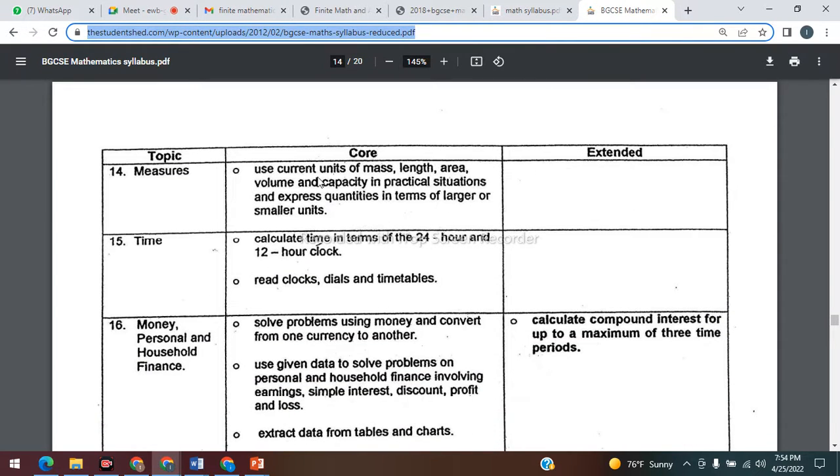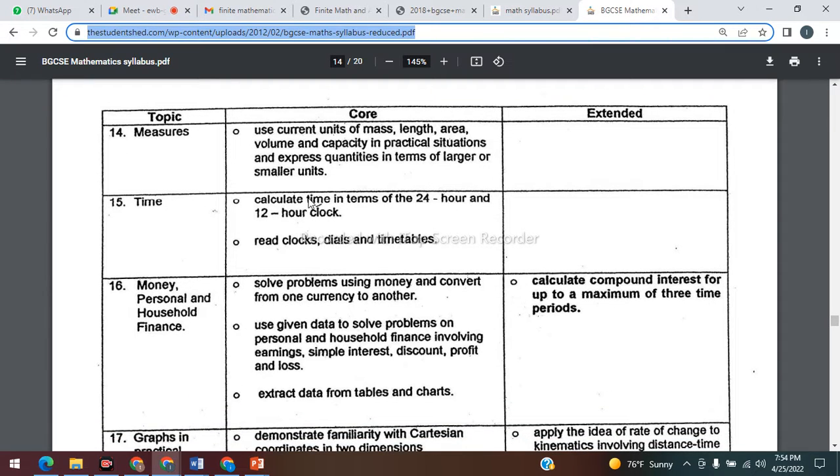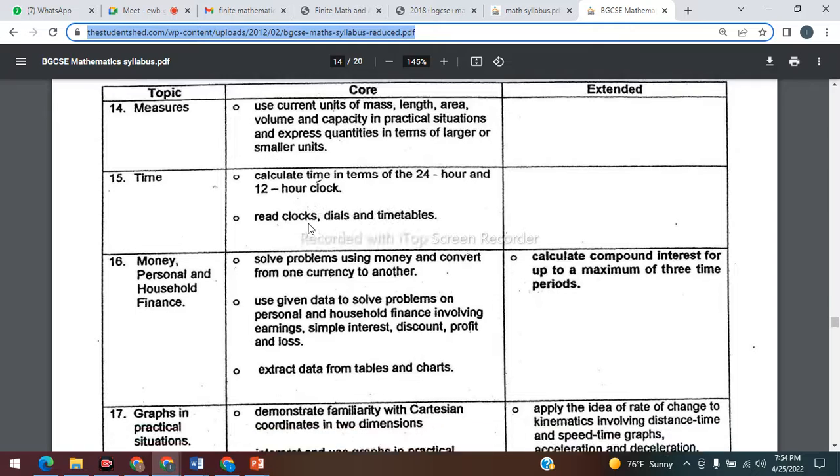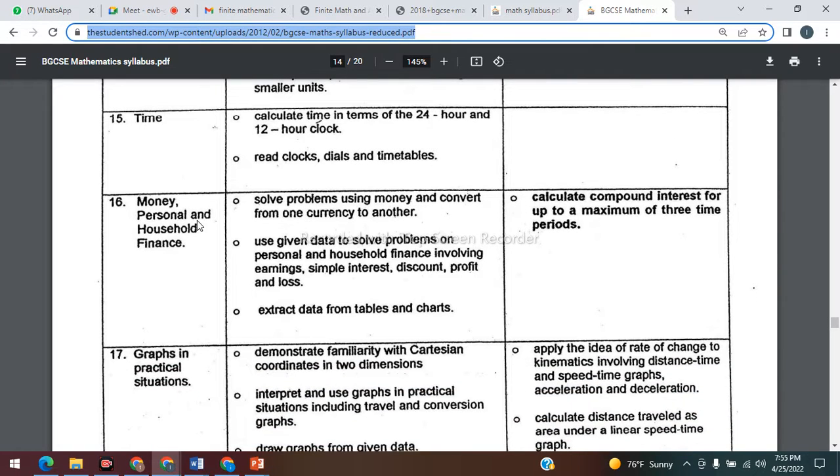Measures. Use correct units of mass, length, area, volume. Yes, we did volume, we did length, we did area. Express quantities in terms of larger or smaller units. Small thing. Then time, everyone should know time. 24-hour clock versus 12-hour clock. Yep. Money and personal household finance.